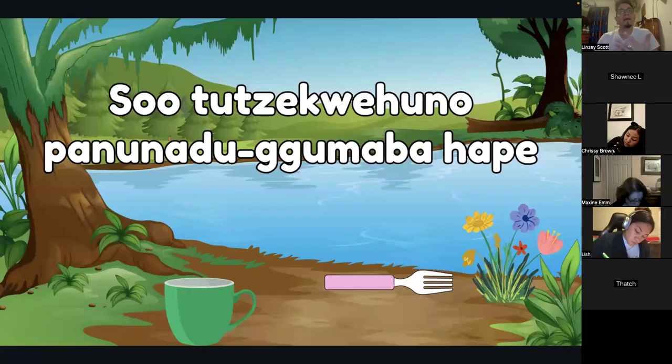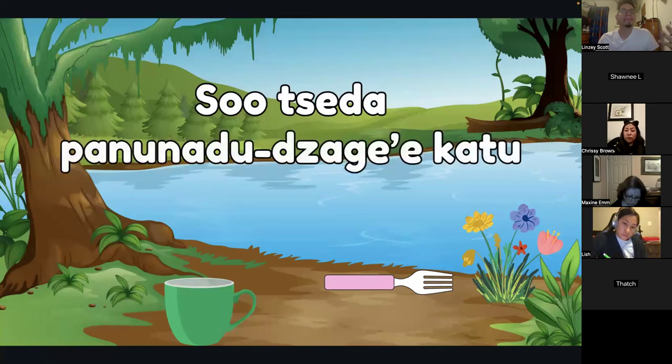Or if you want to say the cup is near the lake, oftentimes you might say something more like the cup is sitting near the lake. So in this case, what I have here is sutsida banuna de zagi ikat. Katu, that's that last word, means to sit.